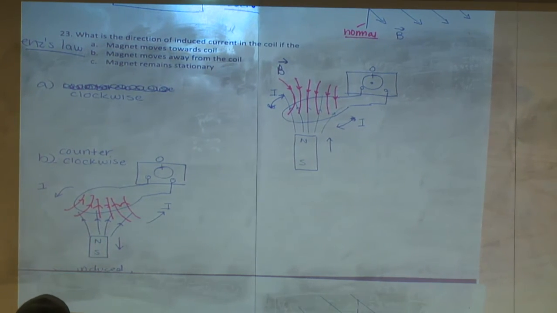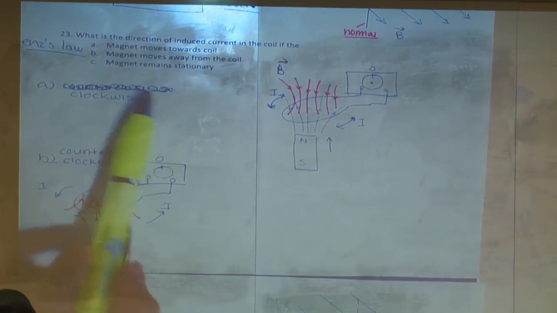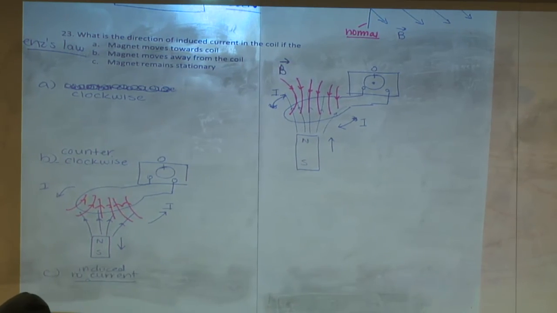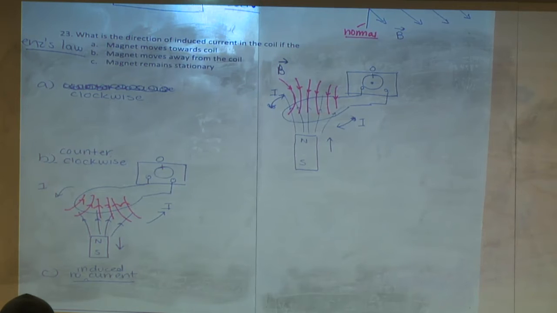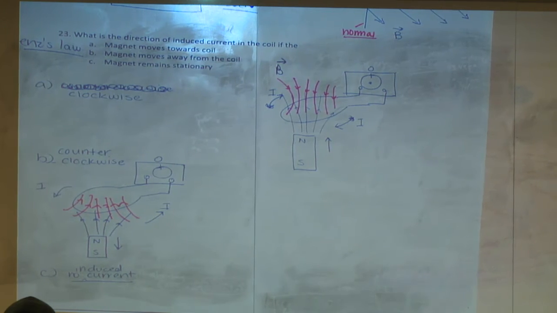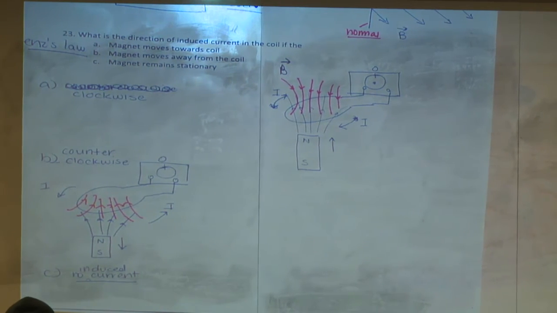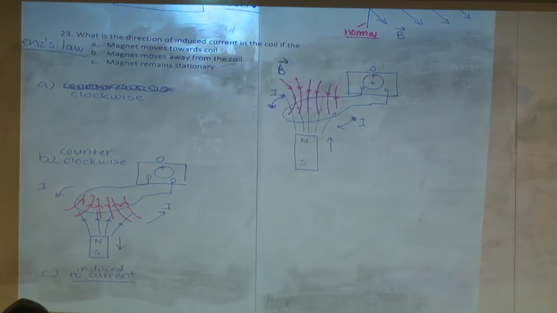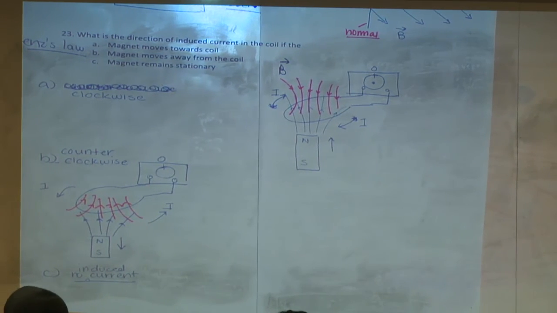All right, for the last point, if the magnet remains stationary, then we have no induced current. So C will have no induced current because we only have induced current when we have an induced magnetic field, and we have an induced magnetic field when we have a change in flux, right? Because nothing's moving, everything's stationary, we don't have a change in flux, right? Therefore, none of that occurs.